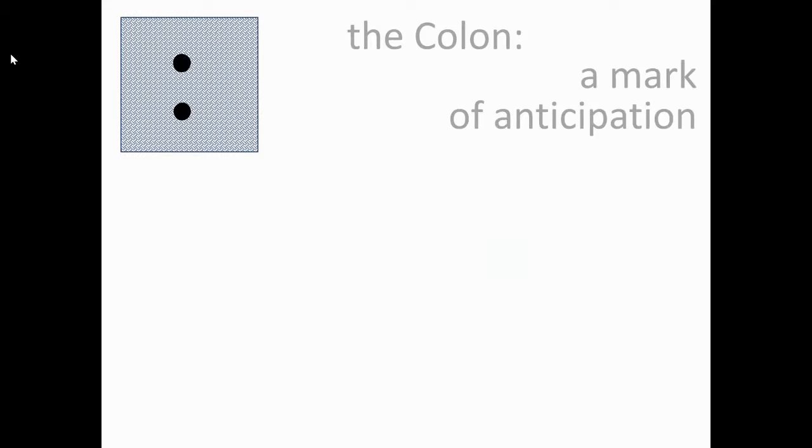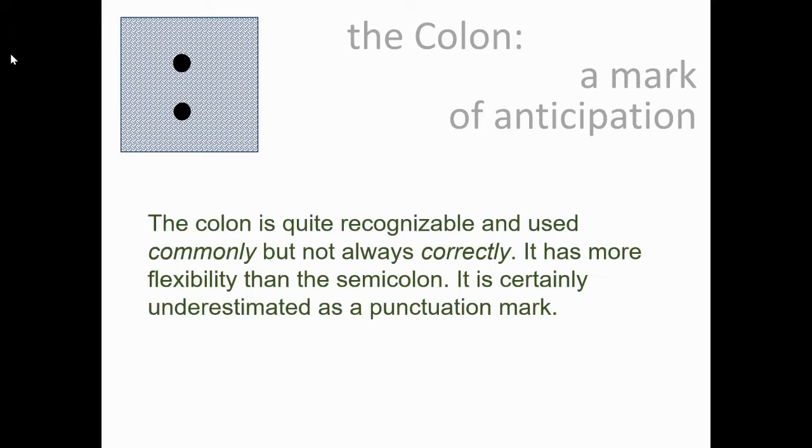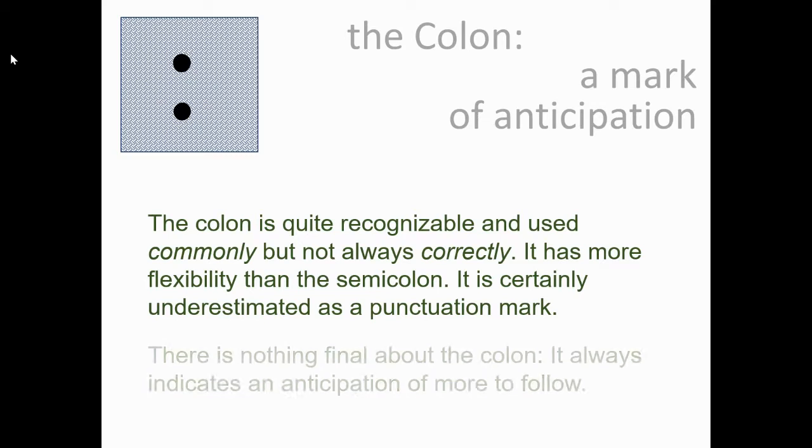So here we go. We're looking at the colon, which is our second of 4 punctuation marks we're looking at with our Fab 4 punctuation marks for the SAT. The colon is a mark of anticipation. What we mean by that is it's quite recognizable, and it's commonly used, but it's not always used correctly. It has more flexibility than a semicolon. It is certainly underestimated, though, as a punctuation mark. And I think we should really bring it back and use it much, much more.